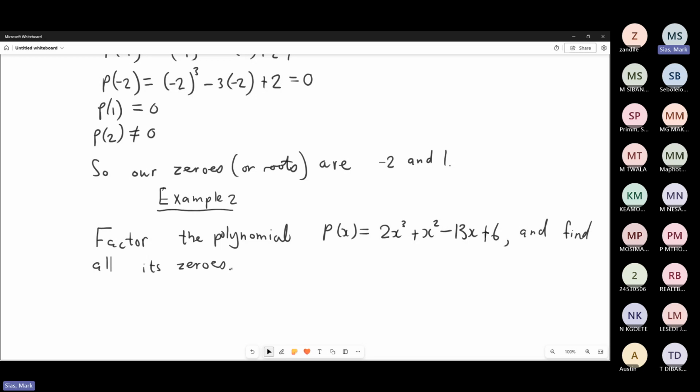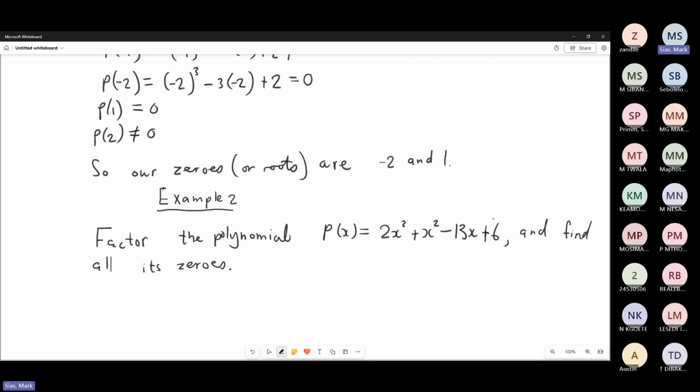Right, so factor the polynomial P of x equal to 2x cubed plus x squared minus 13x plus 6 and find all its zeros. So we have to factorize that. Well, we look again for that information. We remember the factor theorem. We remember the rational zeros theorem.